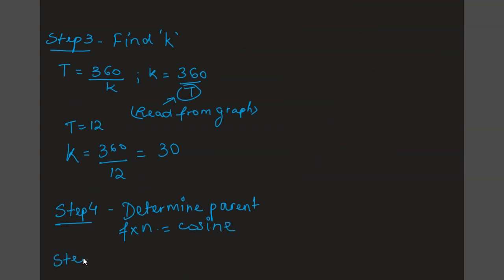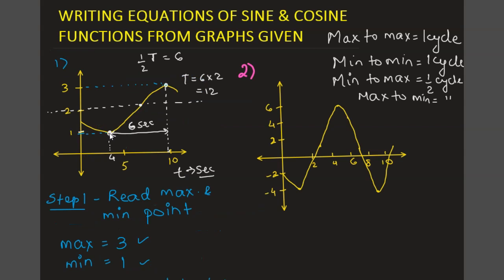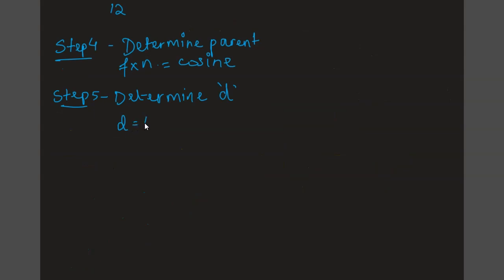Then step number 5 is I have to determine phase shift. That is the d value. D value is very easy to determine. As we took this as the start point, everything from the y-axis to the start point is going to be your d value. And you see the d value is 4. So the d value that we have obtained in this particular example is 4.